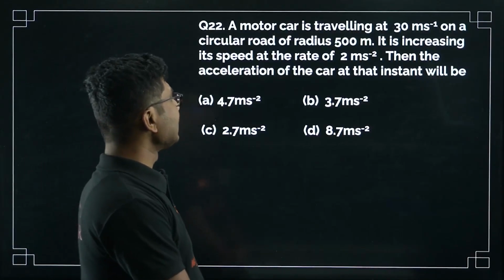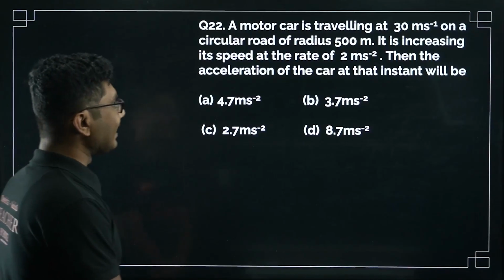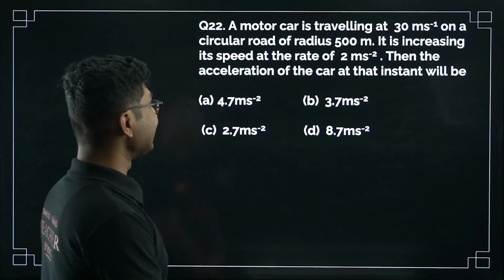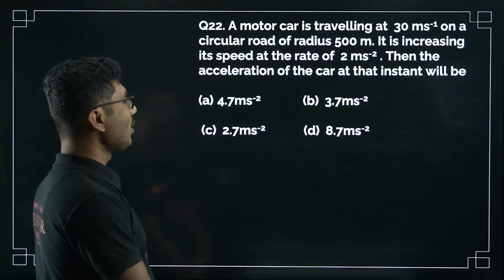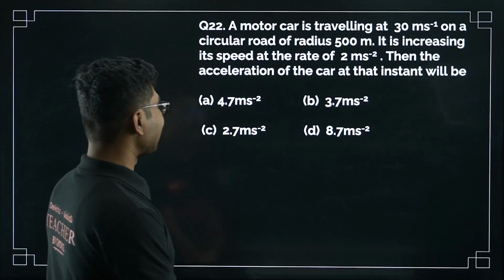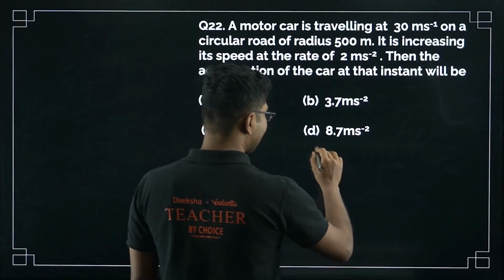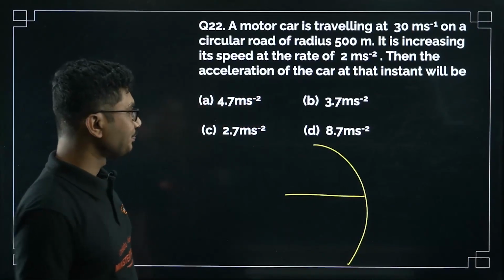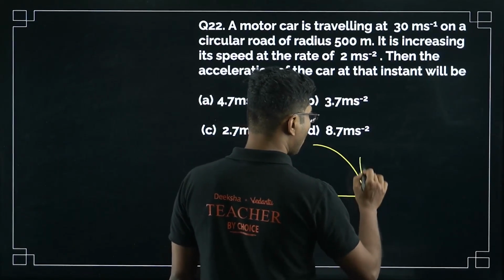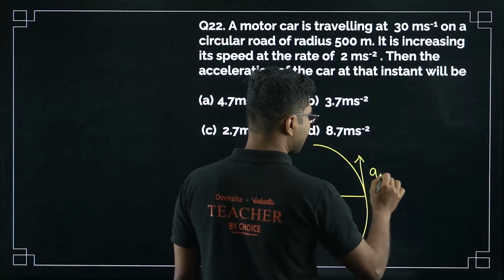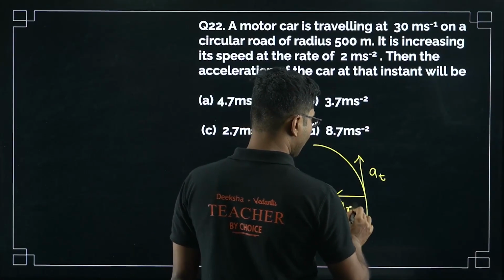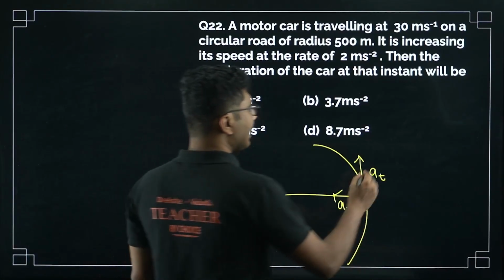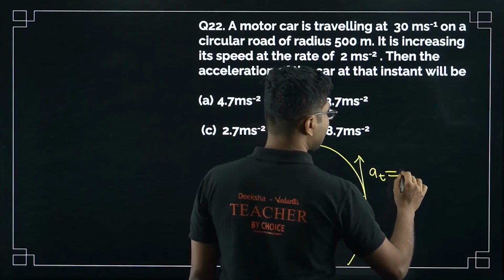A motor car is traveling at 30 meter per second on a circular road of radius 500 meter. It is increasing its speed at the rate of 2 meter per second squared. Then find the acceleration of the car at that instant. So here we have a particle moving in a circular path. So here we have two components. One is tangential component of acceleration, another one is radial component of acceleration. Okay, so rate of change of speed is basically the tangential component of acceleration, that is 2.